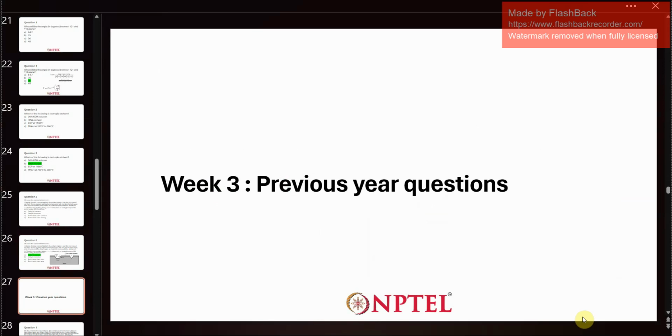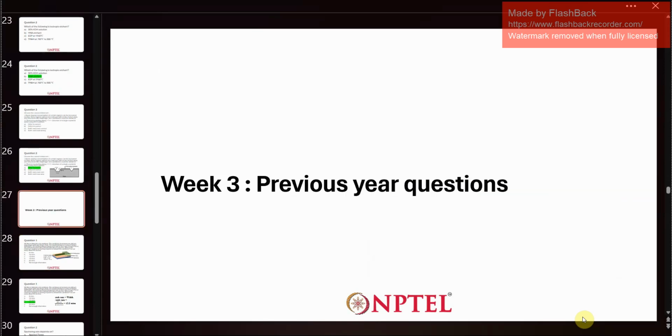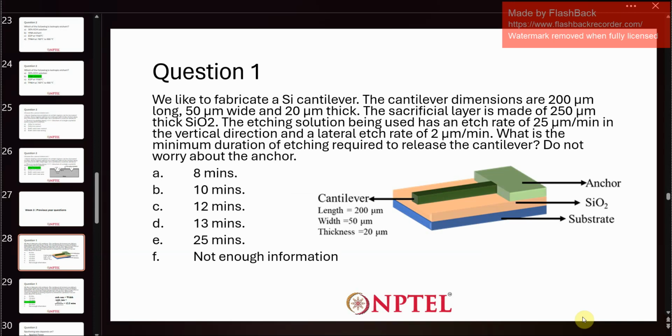As I said earlier as well, we are not supposed to solve this year's questions, so we'll be solving previous year questions. This might not be your assignment question, but you can consider them very important for your end sem exams, the final exam.